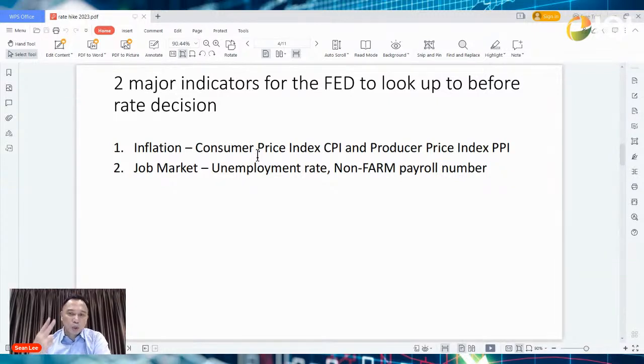Number two will be the job market. The US central bank will be looking at the unemployment rate. Is everybody having a good job? Is everybody able to find an active income to sustain their living expenses? The other one they will be looking at is the non-farm payroll numbers.